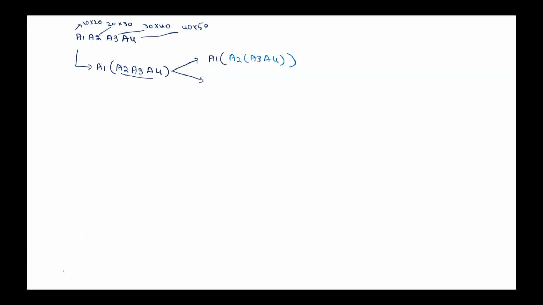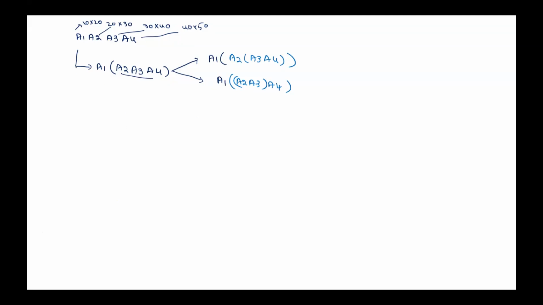What is the other way of doing it? A2, A3 you calculate first. That result you multiply with A4. Whatever we get, you multiply with A1. Is it a valid parenthesization? Yes, it is valid. Two parenthesizations we have got.